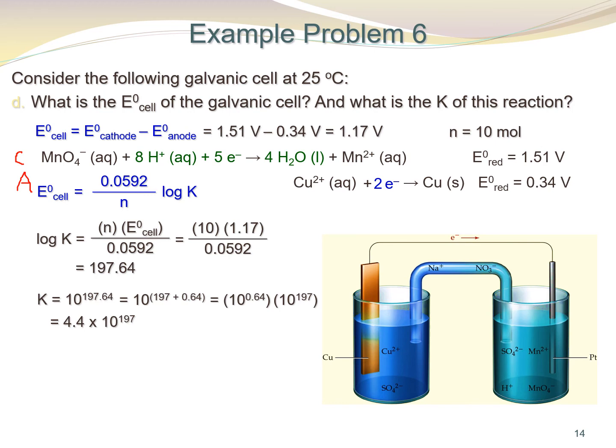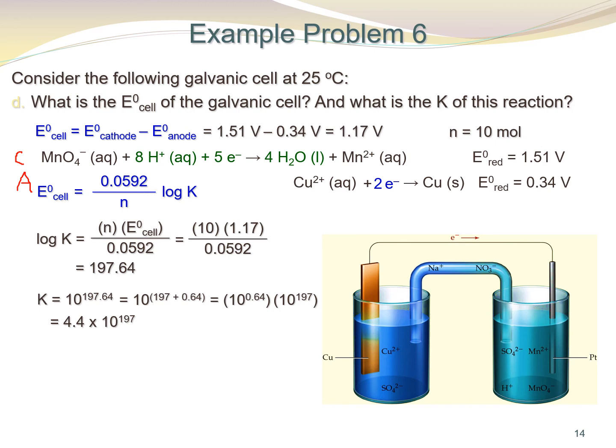Remember, if we have an exponent in addition, that would be the two exponentials multiplied together. So we have 10 to the 0.64 times 10 to the 197. 10 to the 0.64 is about 4.4, so K is equal to 4.4 times 10 to the 197.